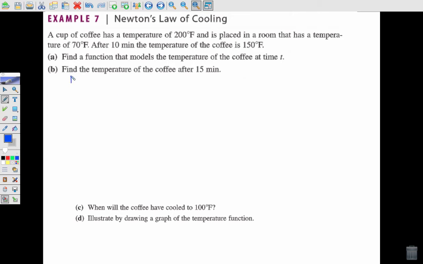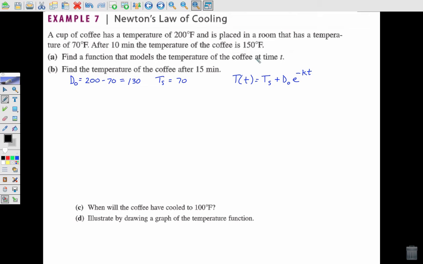So let's start there. D_0 is the initial temperature difference. The room is 70, the coffee is 200 degrees at the beginning, so 130 is our temperature difference. The temperature of the surroundings is 70 degrees. Okay, and our formula is T(t) = T_s + D_0 e^(-kt). All right, so we're going to fill in everything that we know here.